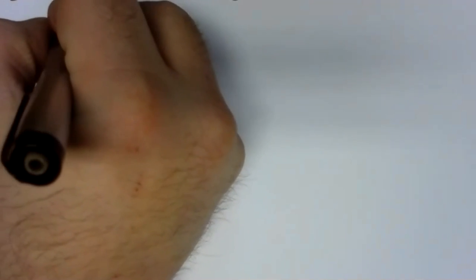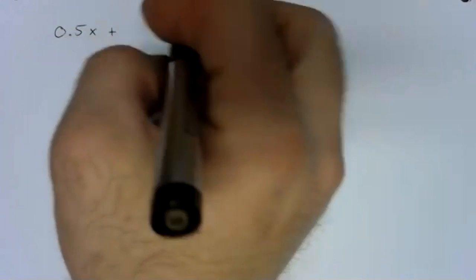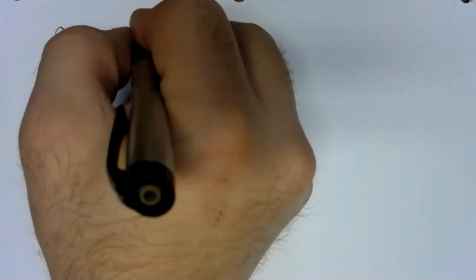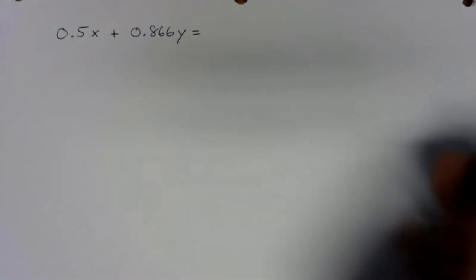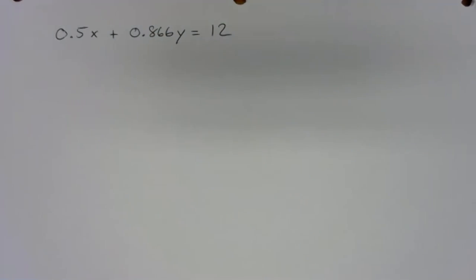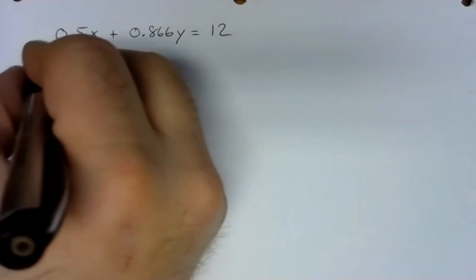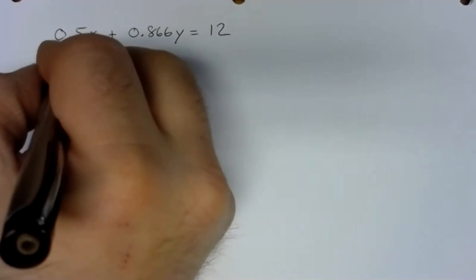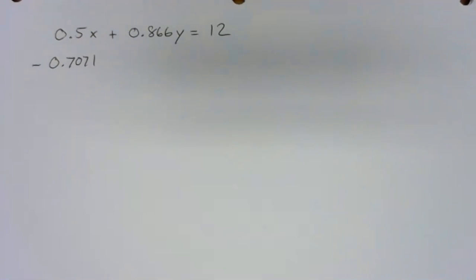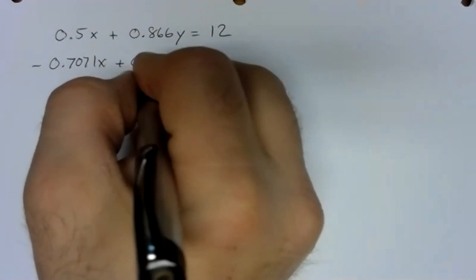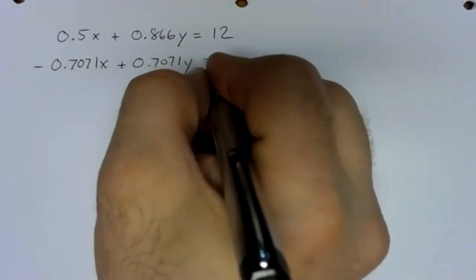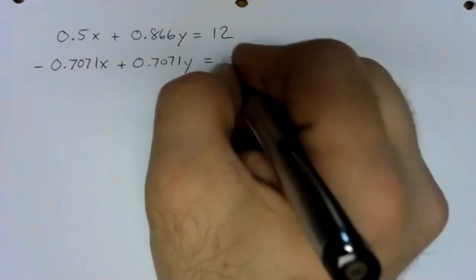Let's say we've got 0.5x plus, let's say, 0.866y equals 12. And let's say we've got 0.7071x plus 0.7071y equals 4.